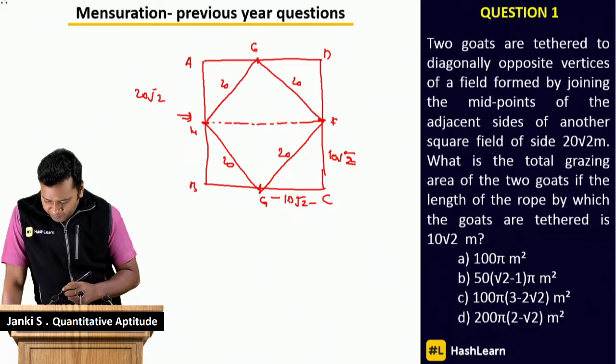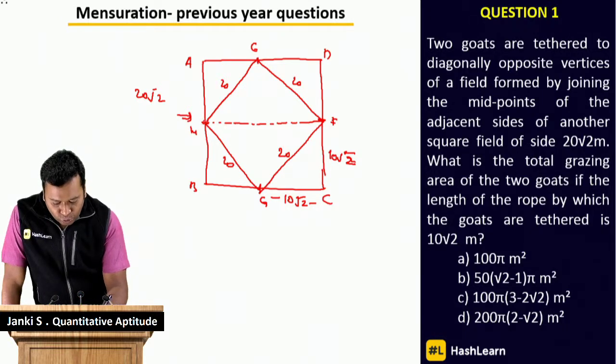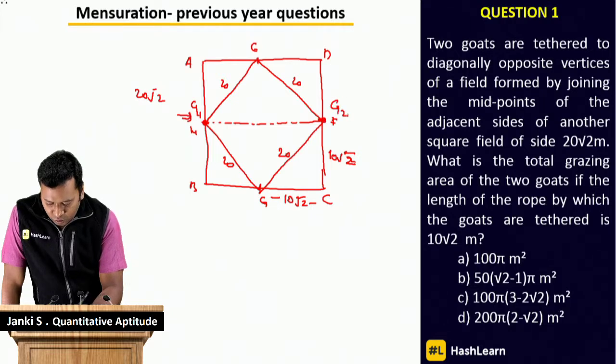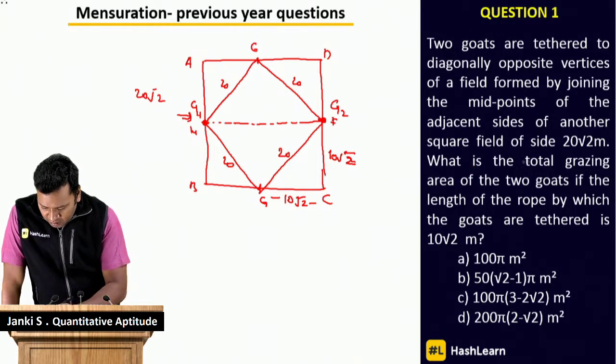Now, two goats are tethered to the diagonally opposite vertices of a field formed by joining the midpoints of the adjacent sides. So we place one goat here, suppose G1 is here, and the other one here, G2, right. What is the total grazing area of the two goats if the length of the rope by which the goats are tethered is 10√2?